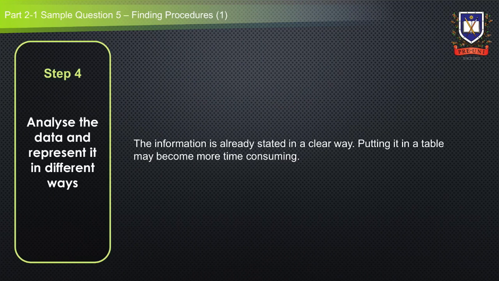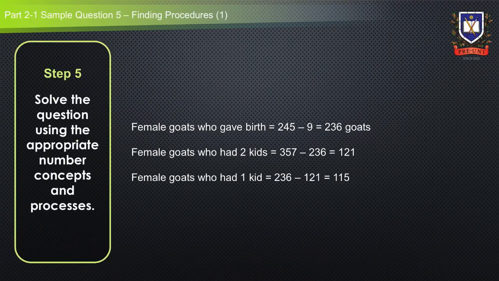Step 4 is to analyze the data and represent it in different ways. In this question, the information is already stated in a clear way. Putting it in a table or any other form may be more time-consuming and unhelpful to solve the question. And lastly, step 5 is to solve the question using the appropriate number of concepts and procedures.